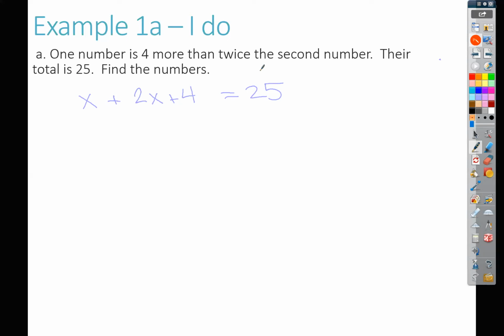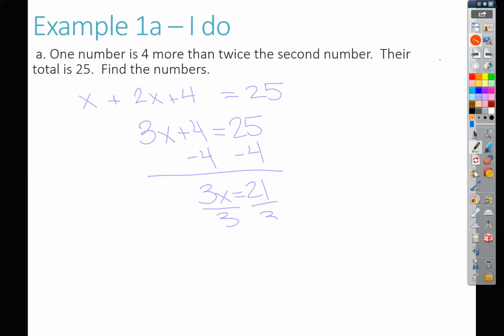Now this one actually, you don't have to use a system. You can do it with one. I'll show you how you can use a system to solve this, but you can just add these together. So you get 3x plus 4 equals 25. Subtract 4 from both sides and you get 3x equals 21. Divide both sides by 3 and you get x equals 7.